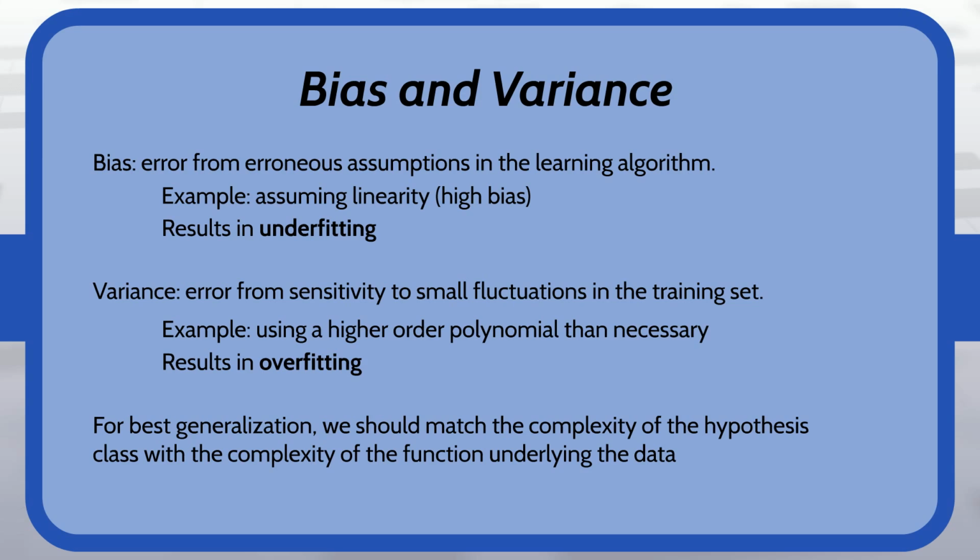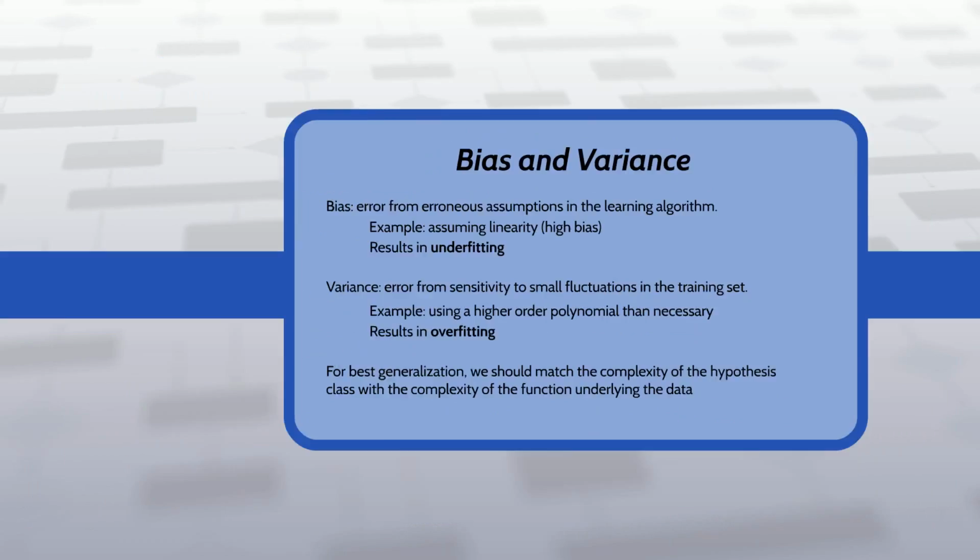For best generalization, we should match the complexity of the hypothesis class with the complexity of the function underlying the data. So if our underlying data is following a quadratic distribution, our hypothesis class should be a polynomial of order 2. Or if our underlying data is linear, then we should assume linearity. This isn't always easy to know, and that is part of the model selection procedure, comparing and contrasting some of these different hypothesis classes and seeing which one actually matches the complexity best. But we'll talk about that in a future slide.